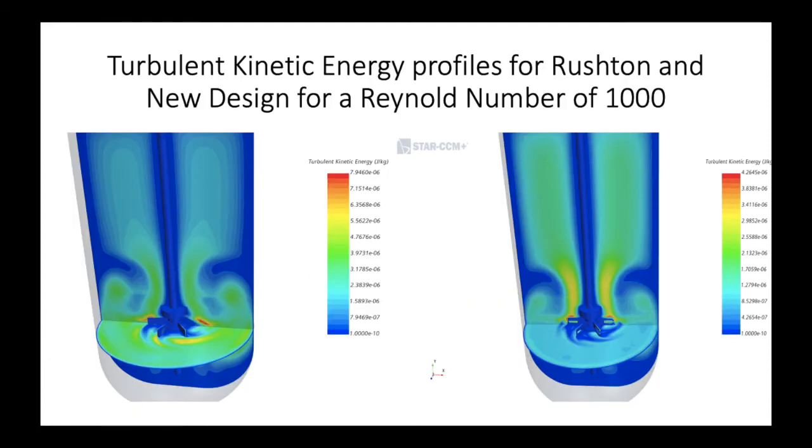The behavior of the turbulent kinetic energy in both models for a Reynolds number of 1000 is similar. As a start, the lowest values can be observed in the proximity of the walls, including the shaft. This is due to the no-slip condition established. It can also be seen that the higher values are obtained for the Rushton turbine, especially near the impeller, as a result of the geometry.